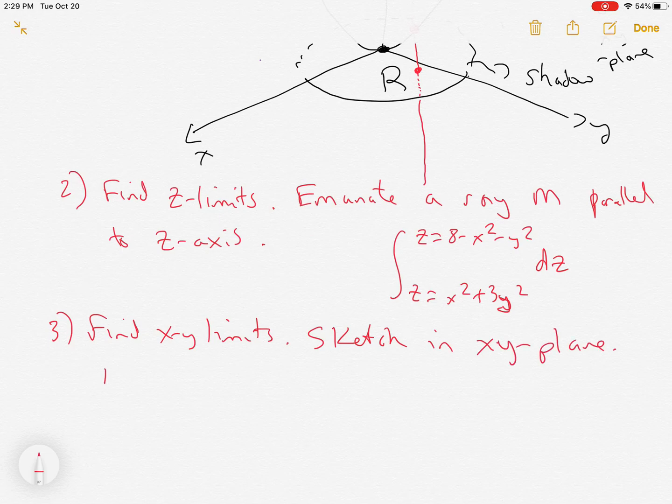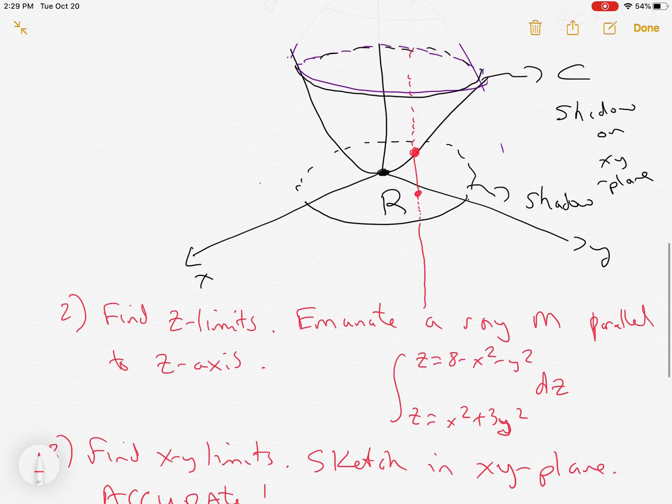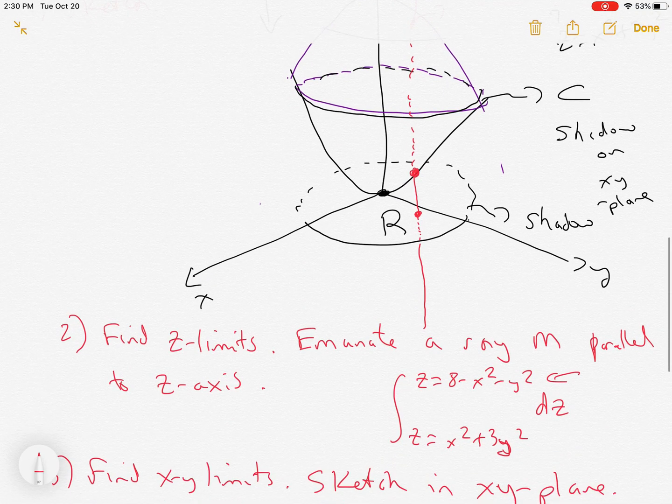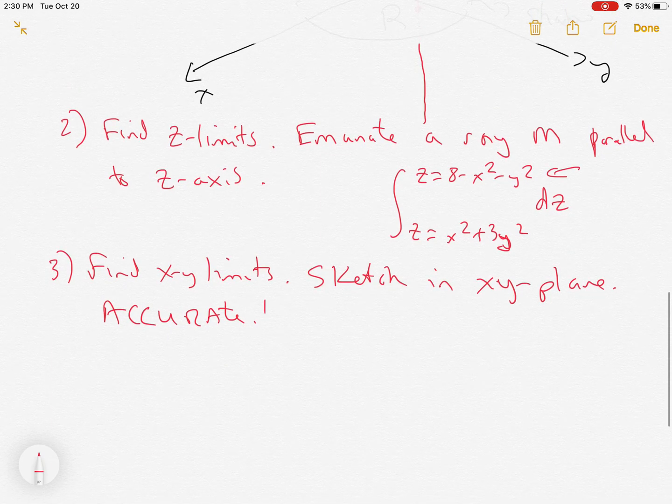In the xy plane. And this one needs to be a little more accurate, because if it isn't, this doesn't work, right? So for this first ray coming up through the bottom here, all you want to do is find which function is on top of the other, right? And a dirty way to do this, especially in this problem, if you let x and y be 0, you get z equals 8 and z equals 0, so it's clear that this guy's on top. But pictorially, this is what we're doing. So now let's find this sketch in the xy plane, but it's a really accurate sketch.